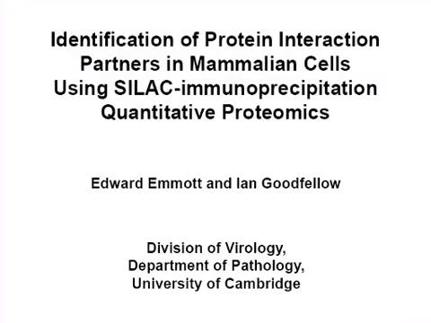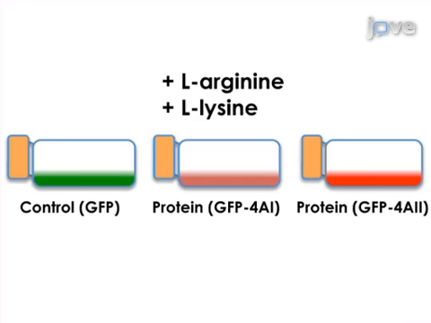The overall goal of this procedure is to identify protein interaction partners for a given protein of interest. This is accomplished by first growing the cells in cell culture media containing arginine and lysine labeled with different stable isotopes of carbon and nitrogen.